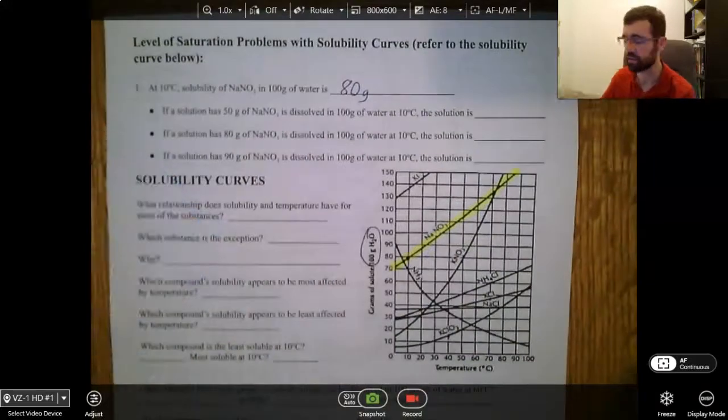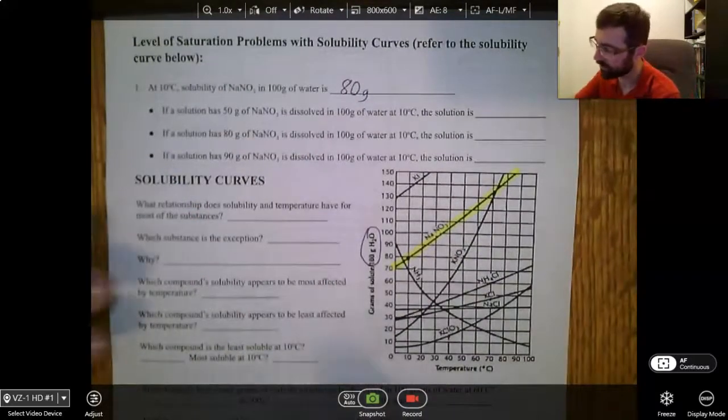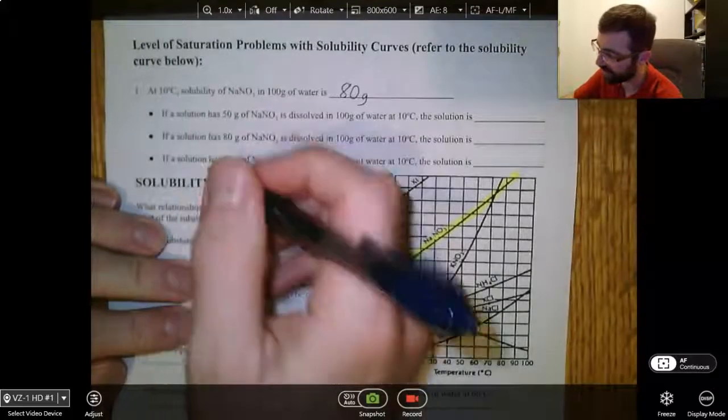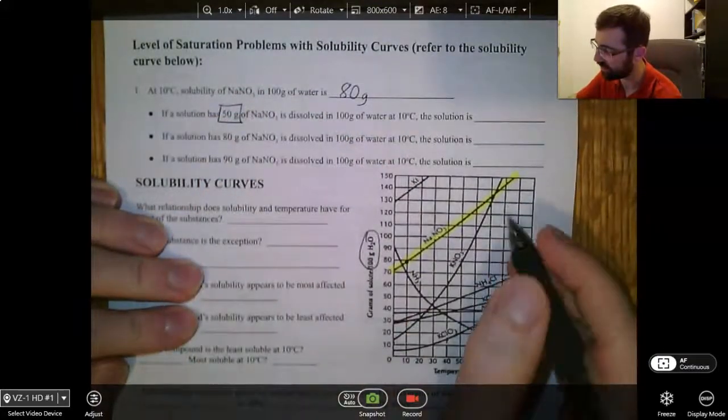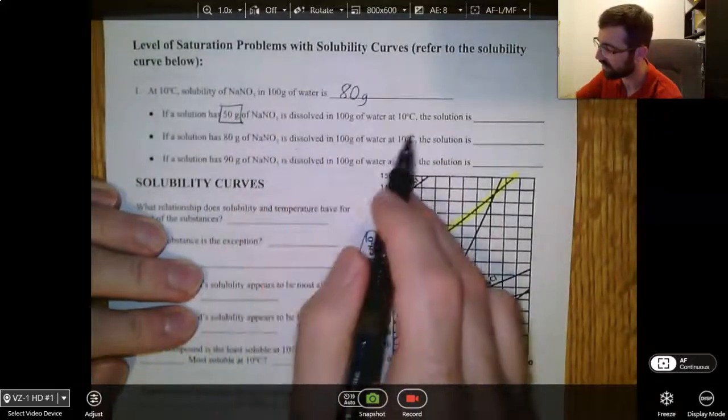So we could say 80 grams per 100 grams of water. If a solution of 50 grams of sodium nitrate, same thing. If we had 50 grams dissolved in 100 grams at 10 degrees Celsius.